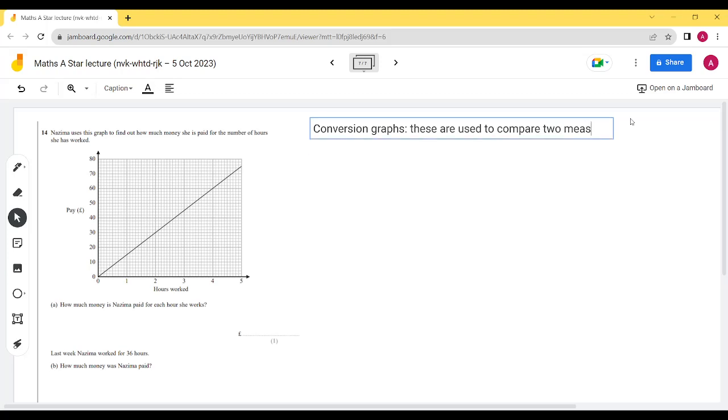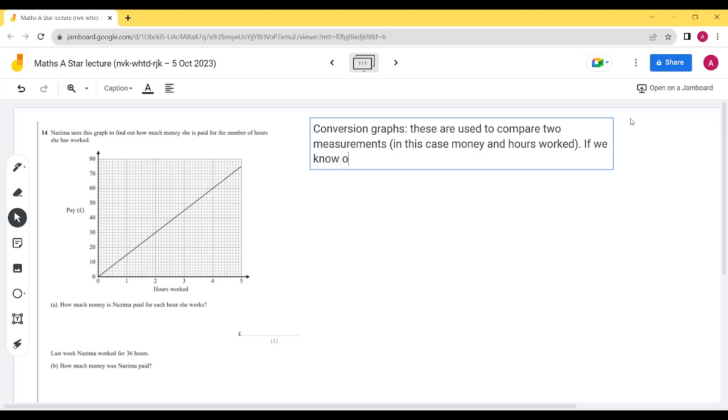And so in this case, it's money and hours worked. If we know one, we can use our graph to find the other. And so we've got how much money is Nazima paid for each hour she works. Now, the graph's a bit small here.